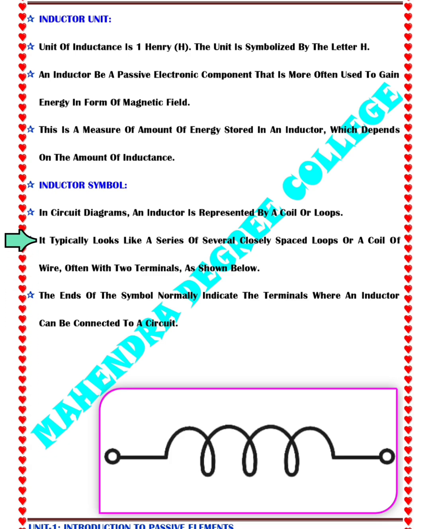It typically looks like a series of several closely spaced loops or a coil of wire, often with two terminals, as shown below. It means this describes the physical appearance of an inductor. In real life, an inductor is made by winding a wire into tight loops like a spring or spiral. These closely spaced loops help create a strong magnetic field when current flows through the wire.